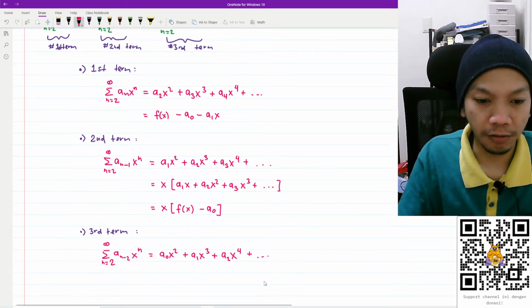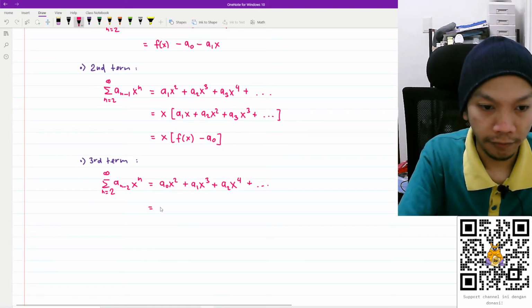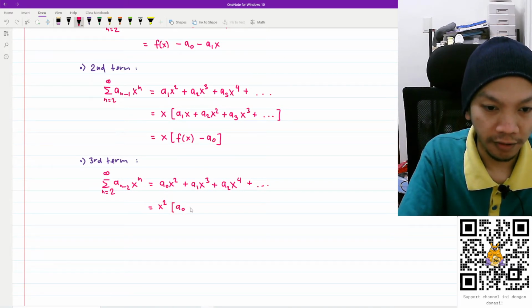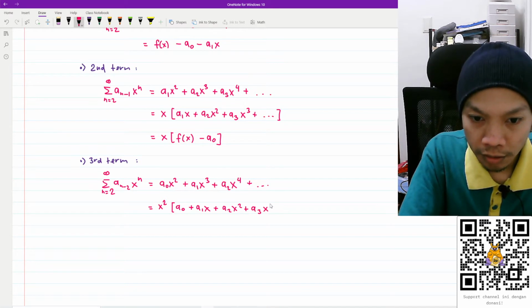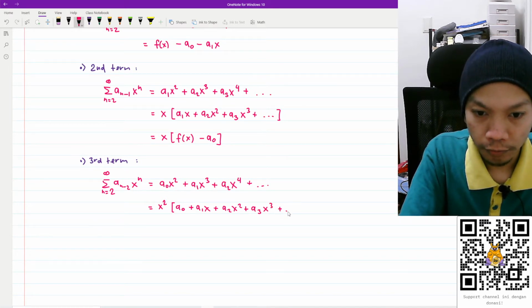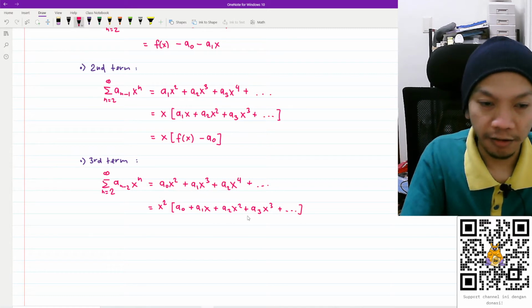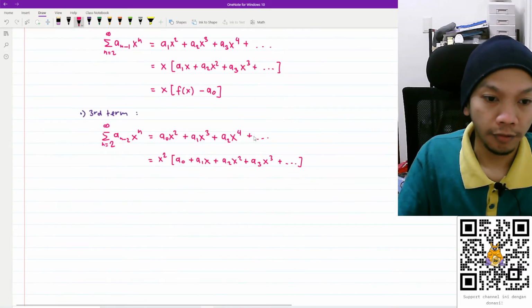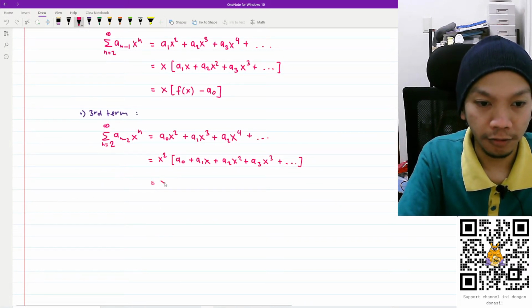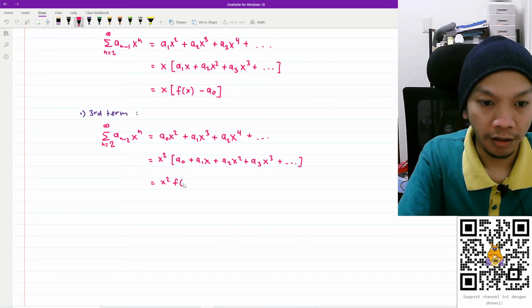We can take out the common factor of x squared. So I have x squared, and inside this I will have a0 plus a1 x plus a2 x squared plus a3 x to the third power, and so on. But inside the brackets, this is exactly f(x), right? Yeah, this is exactly f(x). So this third term is equal to x squared multiplied by f(x).